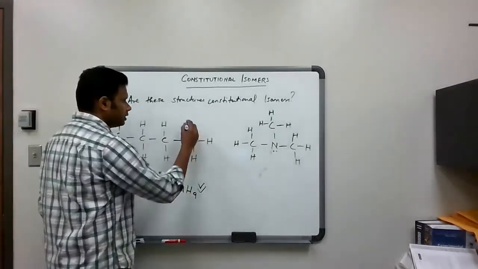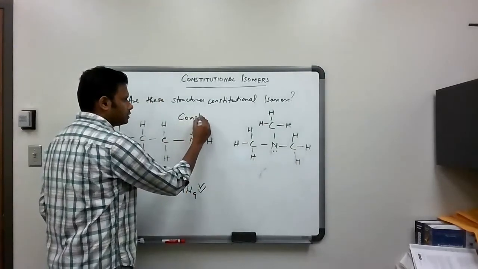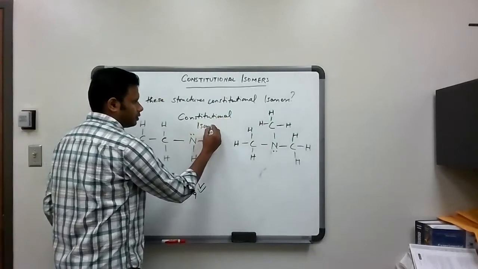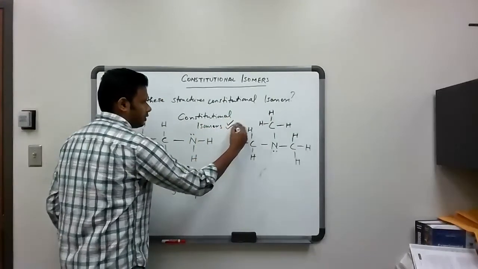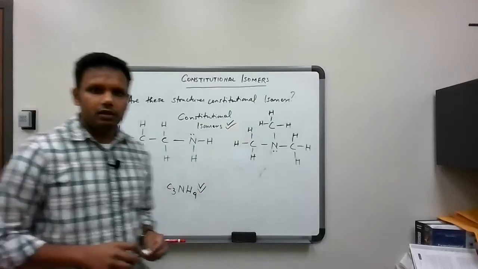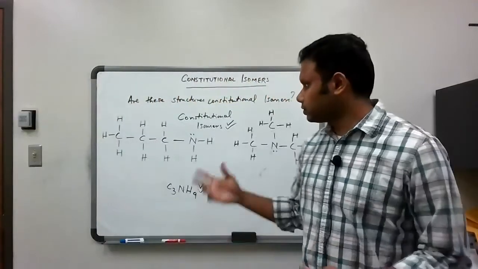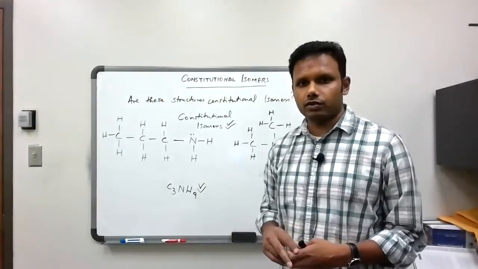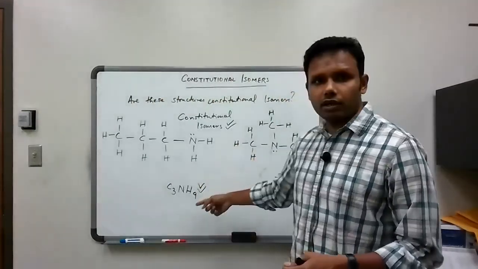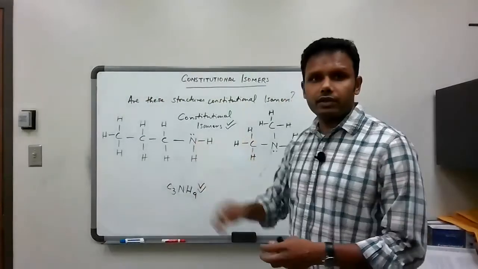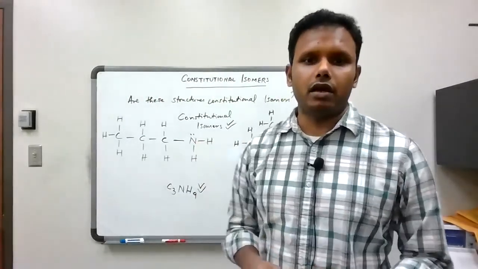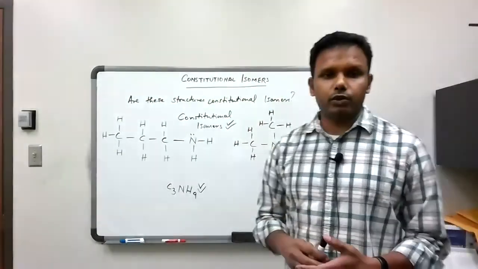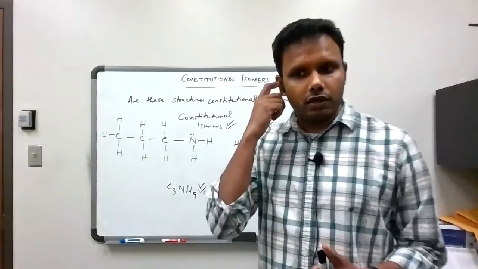And so that means these are constitutional isomers of each other. Okay, so we basically worked through these structures, and we've proved that these are constitutional isomers of each other because they have the same molecular formula but different connectivity. They are constitutional isomers. I hope this is helpful. So practice a few more examples, and hopefully this should help you through.